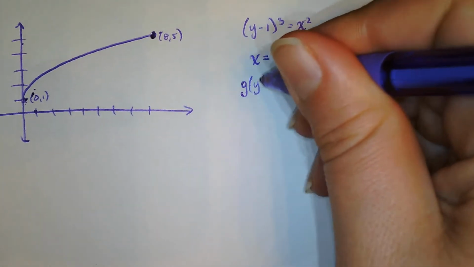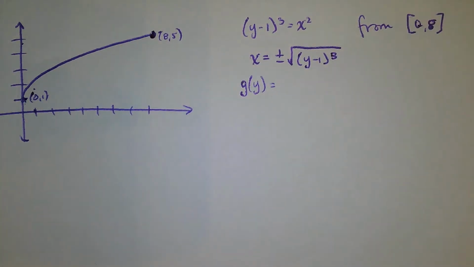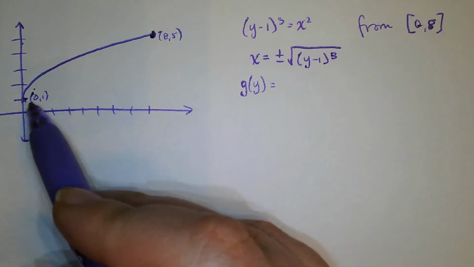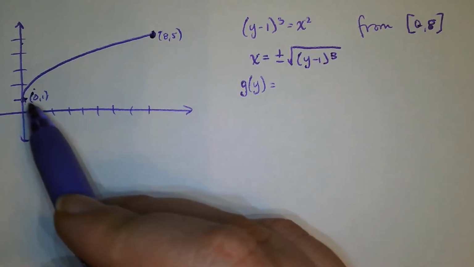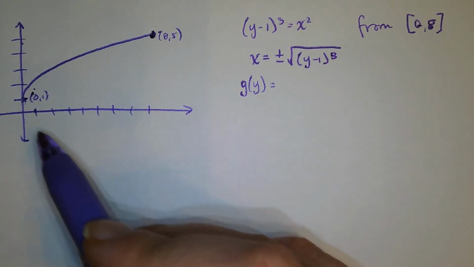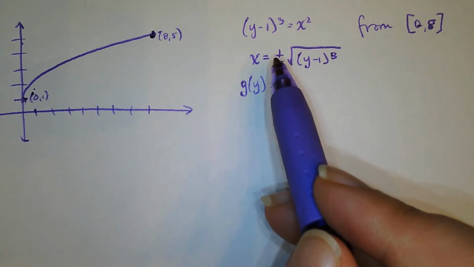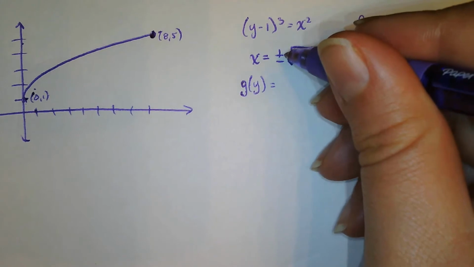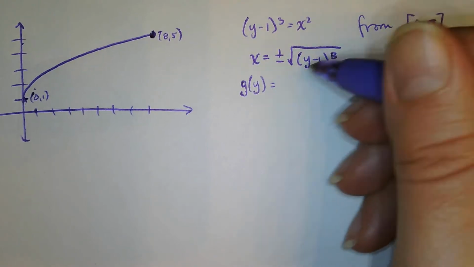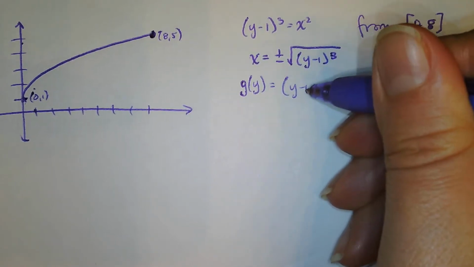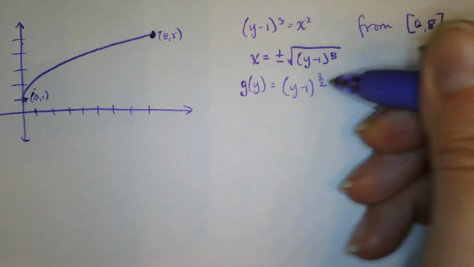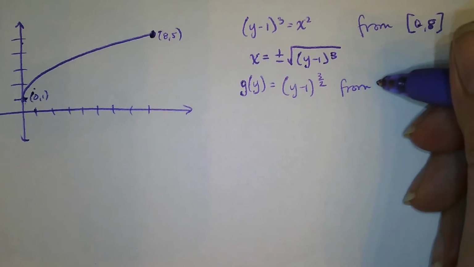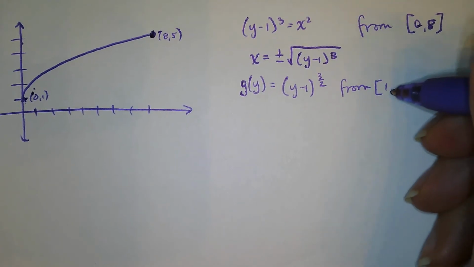G of y is going to equal, we're going to use the positive half of this because it's this curve. There's another part of this curve that's kind of curving on the bottom, but we're not going to use that part. We're going to use the plus side of it. Since this is a square root, which is a 1/2 power, we combine that and have y minus 1 to the 3/2 power, and instead of from 0 to 8, now we're going in terms of y from 1 to 5.